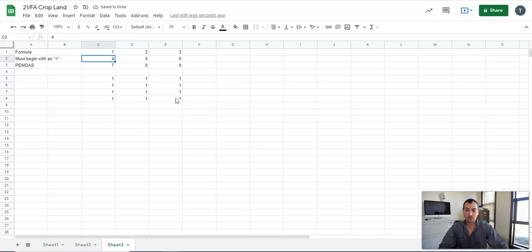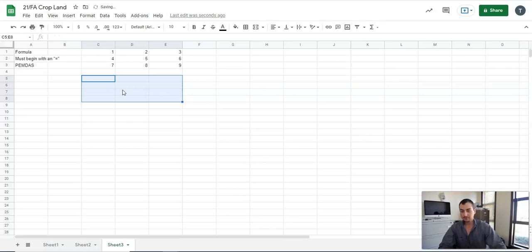Before, whenever we dragged across, it actually moved, so that if we dragged from here to here, it followed. But because we put those $ in there, it locked it in. A $ in front of the C means we're locking in the column. A $ in front of the 1 means we're locking in the row.